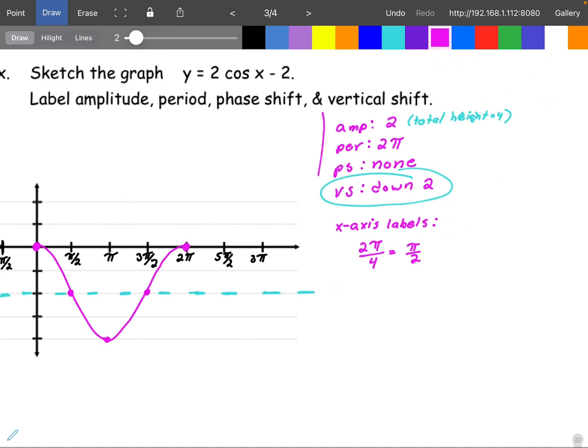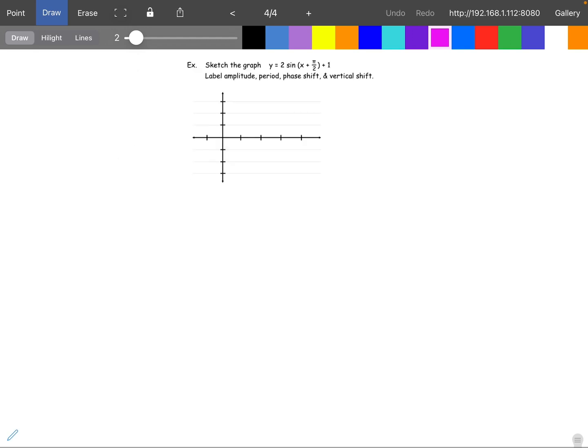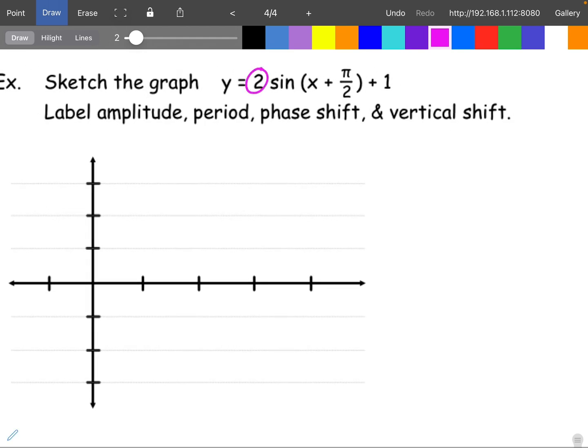Alrighty, so let's see. We have everything we were asked to find, and so we are good. We've got one more that we're going to look at. And this one's got a whole lot of stuff in it. So we have a change in amplitude. So we can tell right away that our amplitude is going to be 2. So amplitude is 2. So that means we have a total height of 4.